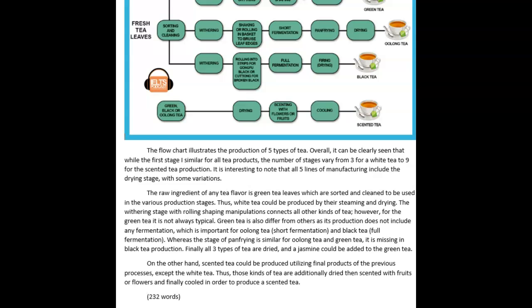The flowchart illustrates the production of 5 types of tea. Overall, it can be clearly seen that while the first stage is similar for all tea products, the number of stages varies from 3 for white tea to 9 for the scented tea production. It is interesting to note that all 5 lines of manufacturing include the drying stage with some variations. Okay, that's nice. I like that.